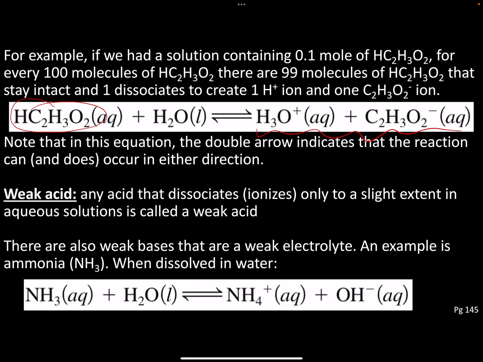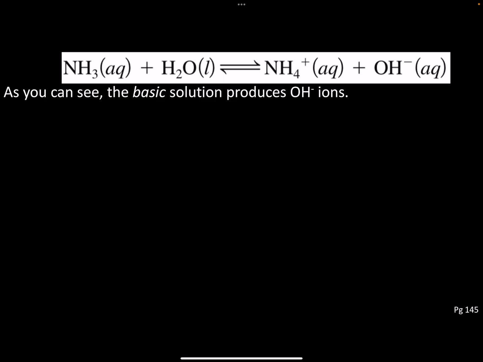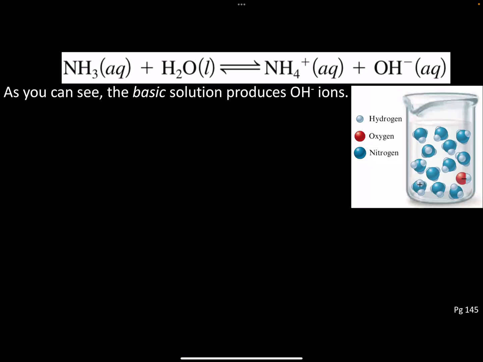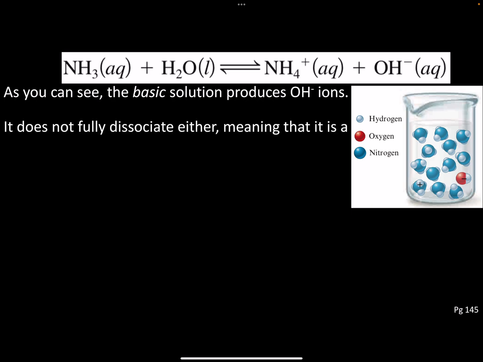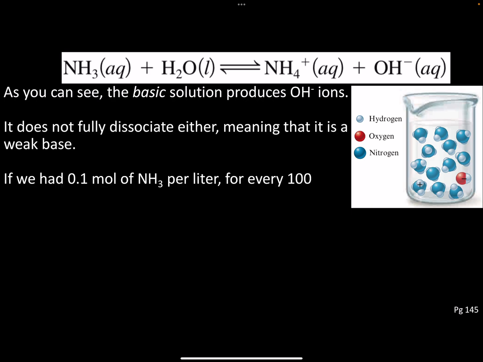An example is ammonia. When we dissolve it in water, some of those ammonia molecules will become ammonium ions and will also force the water into being hydroxide ions. As you can see, it produces those hydroxide ions. That's kind of the definition of a base. And it does not fully dissociate either, meaning that it's a weak base.